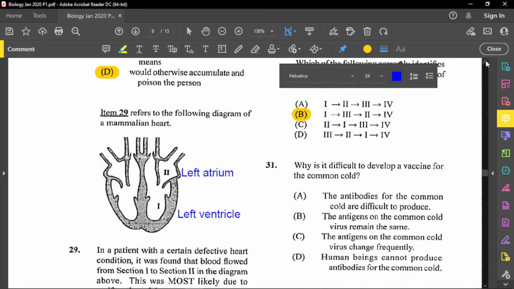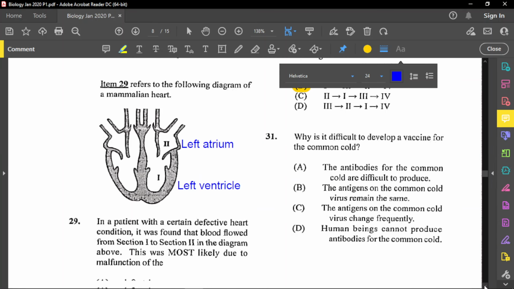Yeah, why reach that far? Okay, so 29 now. Let's go to 29. All right, 29. I'm moving a little bit too far down.